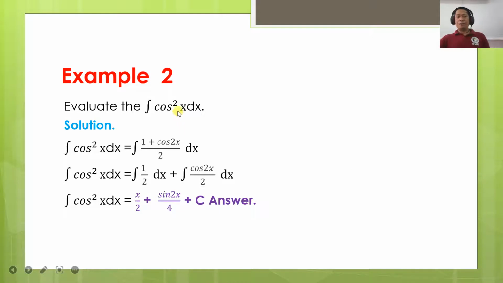So, same lang naman yung process. So, ang kaibahan lang yung identities niya. So, which is 1 plus cosine 2x over 2 dx. So, i-separate natin isa-isa. We have the integral of 1 half dx plus the integral of cosine 2x over 2 dx. Then again, yung integral ng 1 half dx is just x over 2. So, dito po ang kaibahan lang is plus. Kasi yung cosine 2x, again, mag-neutralizing factor din tayo ng 1 half. So, magiging sine 2x over 4 pa din. So, halos parehas lang siya nung integral ng sine squared x. Ang kaibahan, pag cosine po is positive. Okay, so ito na po yung meron sa ating example number 2.